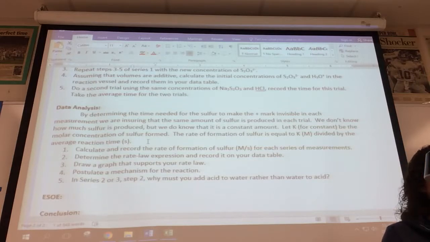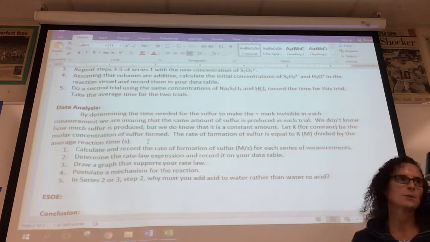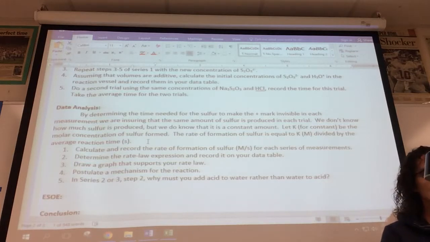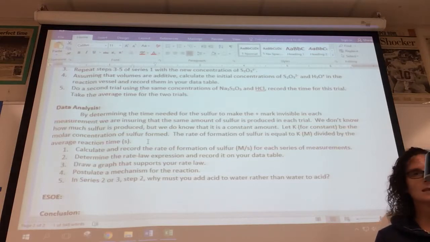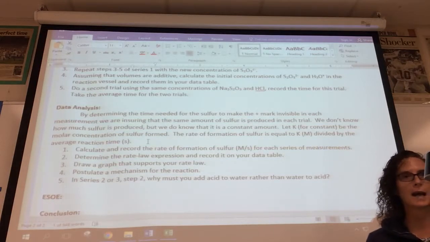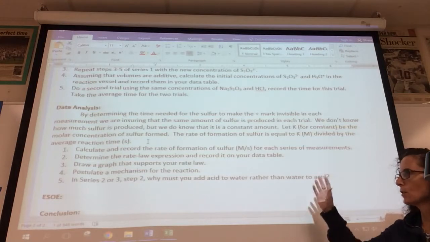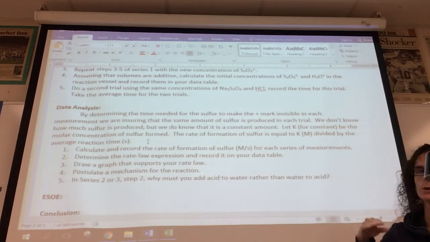Another way to do an inquiry lab is to not give you a data table. And that's what's happened here. So you will record data as you go. You'll figure out what needs to go in that data table. It's not just the data you collect. It's also going to be the rate law, etc. So you'll be making your own data table. I'm more than happy to look at it before you submit it. So that's what makes this lab inquiry-based.